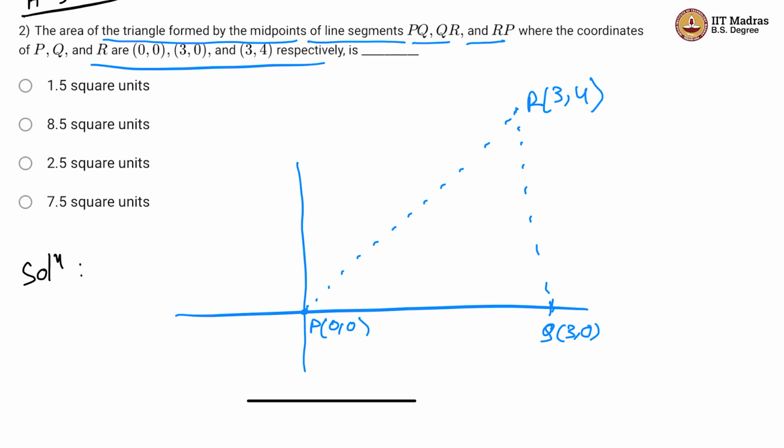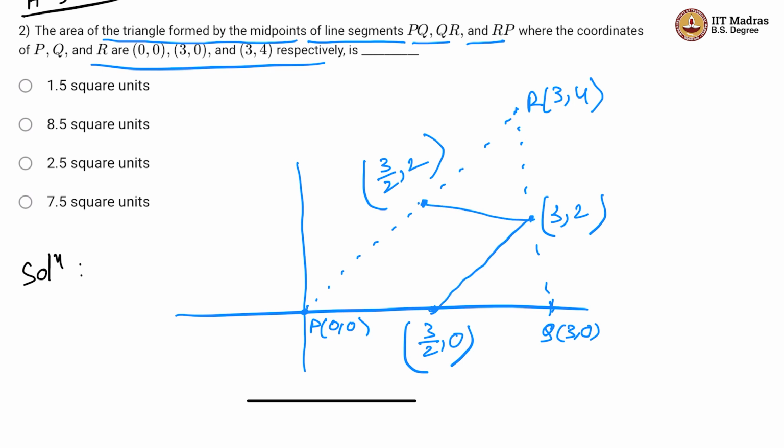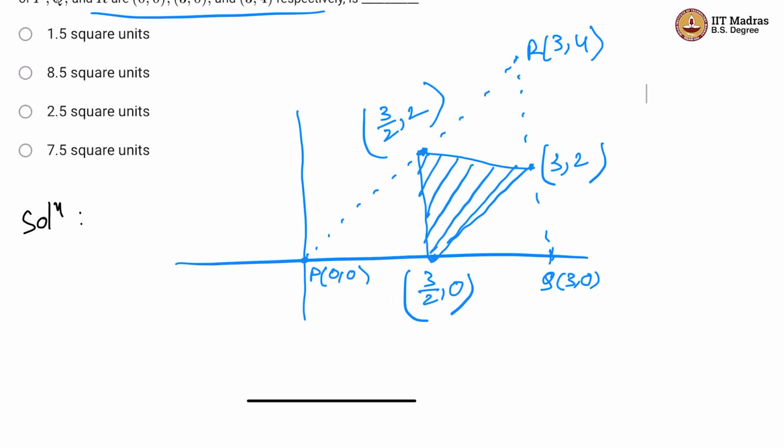Okay, now we need to find the midpoint of the line segment. So what is the midpoint here? The coordinate is (3/2, (4+0)/2), that means 2, right? Here the coordinate is again (3/2, 0), right? And here is (3, 2), right? So we can draw the triangle using these 3 points. Now we need to find the area of this triangle, that means the shaded area, right?